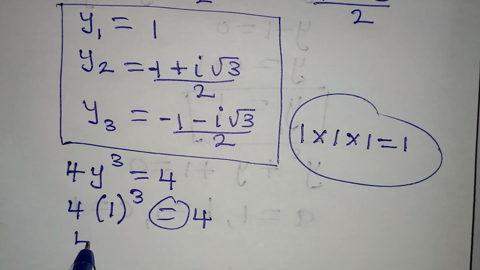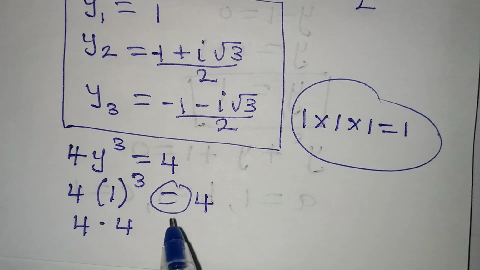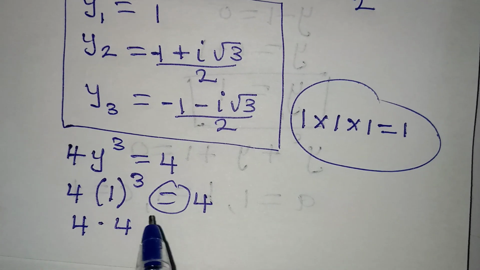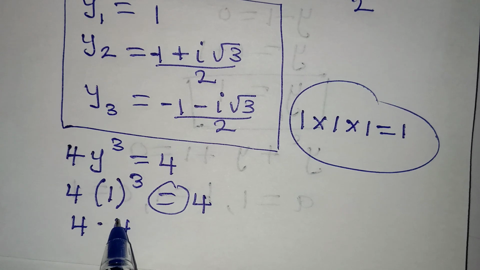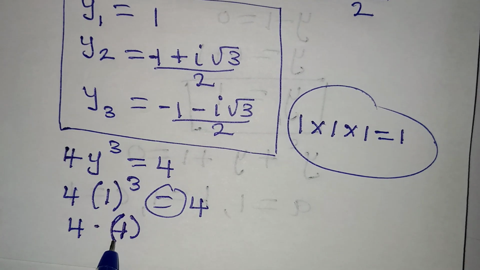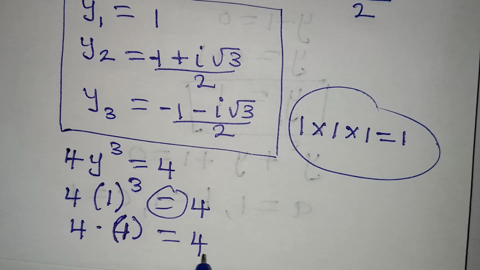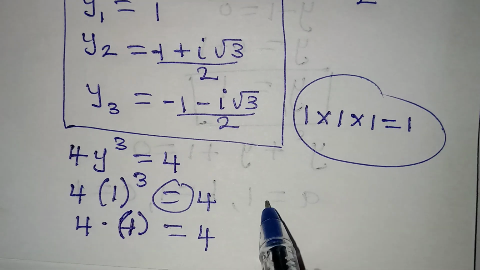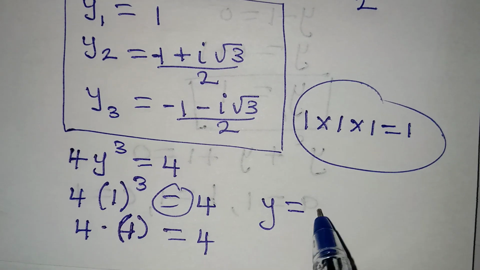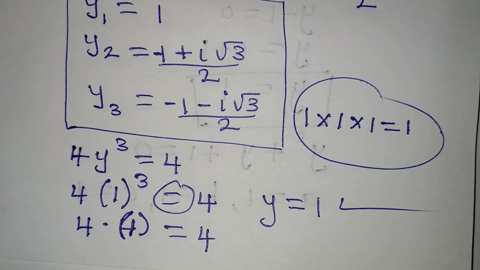From here, we still have 4 times 1, because 1 to the power of 3 is 1, and this will definitely give us 4. So this is to confirm that our y equal to 1 is very correct, as it satisfies the equation.